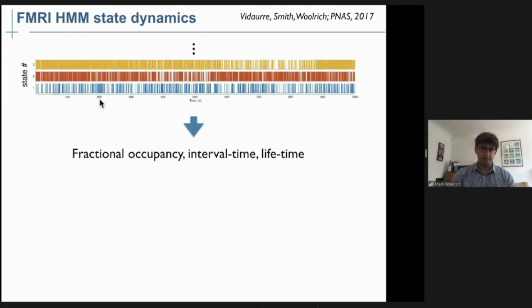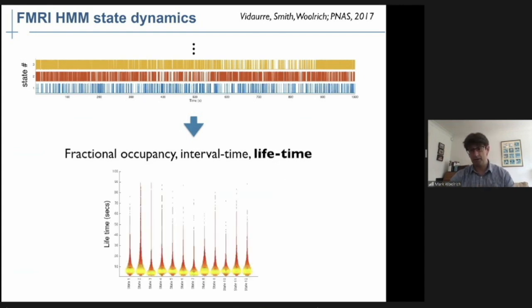So we can actually look at the state time courses. Here we binarized them following the inference. And then we can look to summarize those state time courses using different summary measures. For example, we can look at the proportion of time spent in a state over time, such as the fractional occupancy. We can look at the interval time between state visits, or we can look at the lifetime of a state, or the dwell time, as it's sometimes known. And that's what we're looking at here.